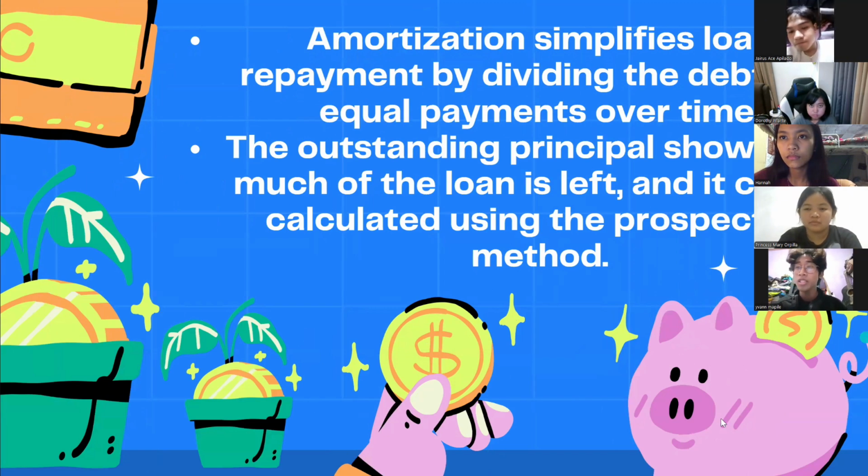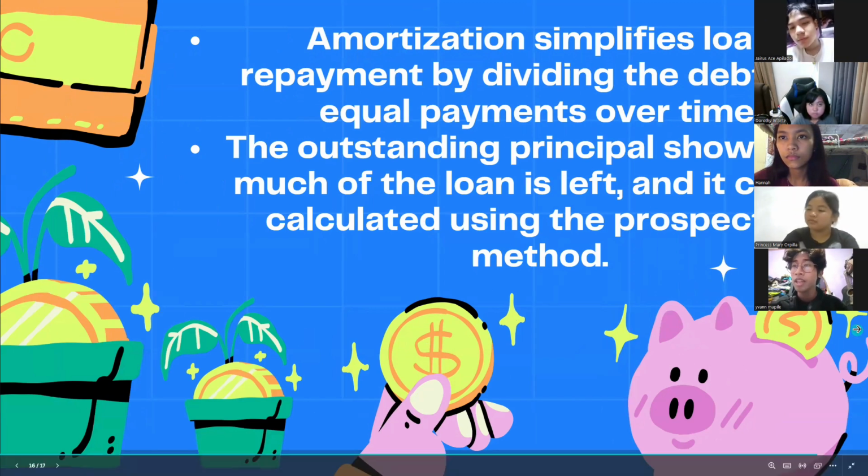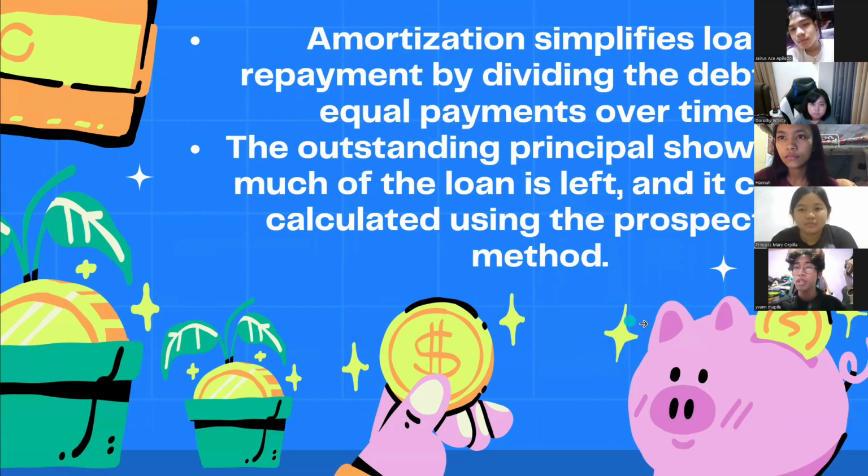So, amortization simplifies the loan repayment by dividing the debt into equal payments over time. The outstanding principal shows how much of the loan is left, and it can be calculated using the prospective method.